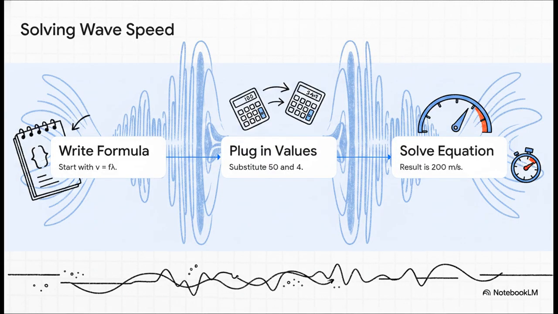Here's the logical breakdown of exactly how you should answer this. Step 1. Always write your working formula, V equals F lambda. Step 2. Plug in your numbers, so 50 times 4. Step 3. Solve it to get your final answer of 200 meters per second.